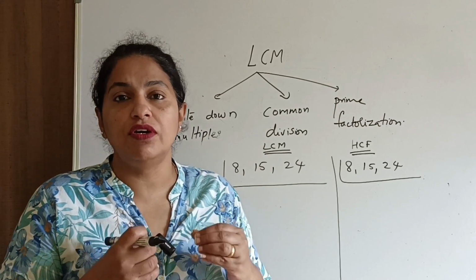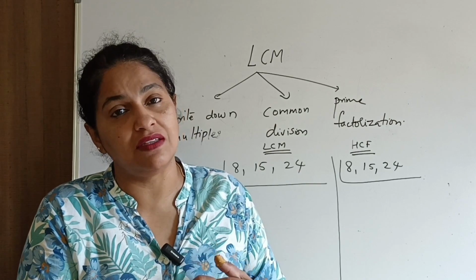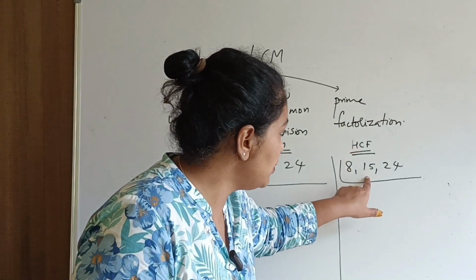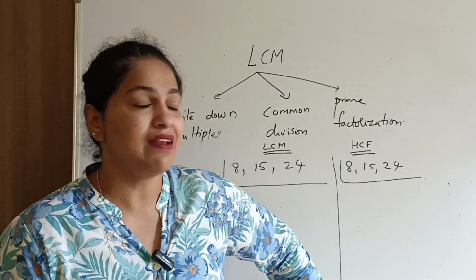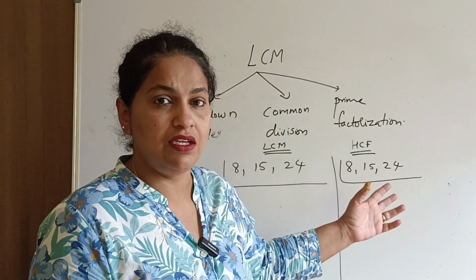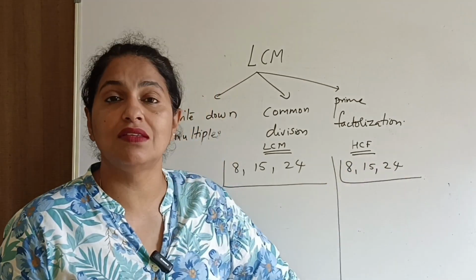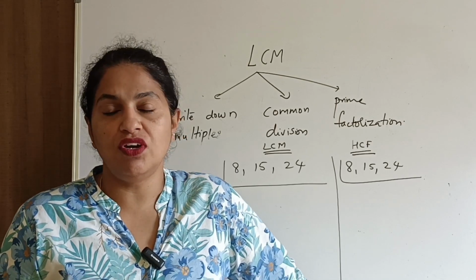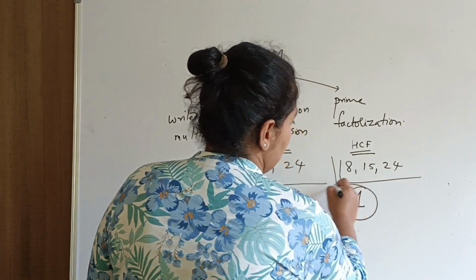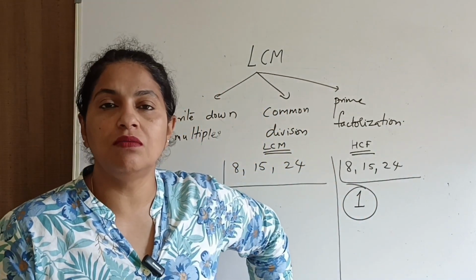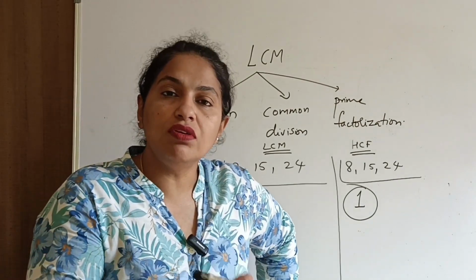In the case of HCF, what did we do? We took a divisor that was common to all the 3 numbers given to us. So 8, 15 and 24, what is a number that is common to all these 3 numbers? You can see that 8 and 15 do not have anything in common. 8 and 24 has a 4 in common, 15 and 24 has a 3 in common. But all 3 numbers do not have a common divisor. So my HCF would be 1. There is no other number that can simultaneously divide all these 3 numbers. That is our HCF. Now how do we do LCM?